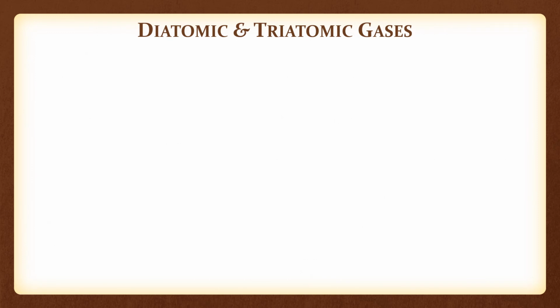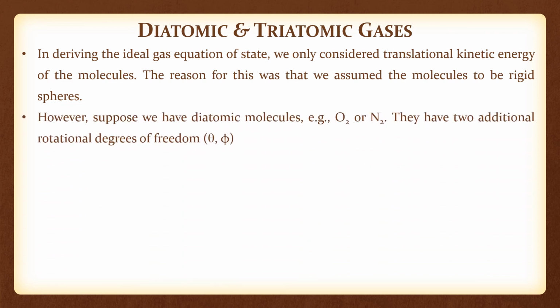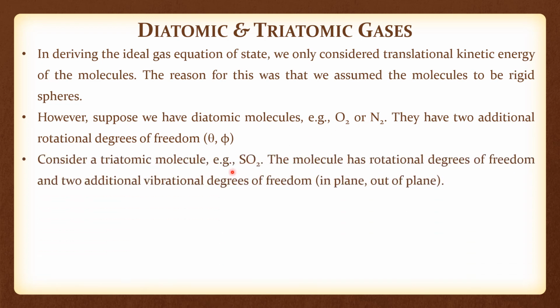So with this understanding, we look at diatomic and triatomic ideal gases. In deriving the ideal gas equation of state, we considered only the translational kinetic energy of the molecules. The reason for this was that we assumed the molecules to be rigid spheres. Suppose we have diatomic molecules like oxygen or nitrogen. They have 2 additional rotational degrees of freedom. Consider a triatomic molecule such as sulfur dioxide or carbon dioxide. The molecule has rotational degrees of freedom and 2 additional vibrational degrees of freedom, in plane vibration and out of plane vibration. These additional degrees of freedom are shown in the following picture.